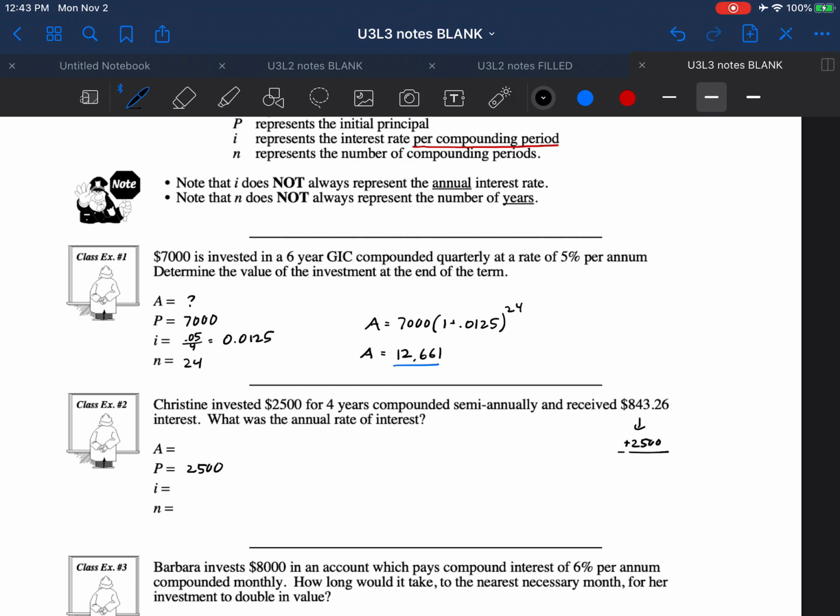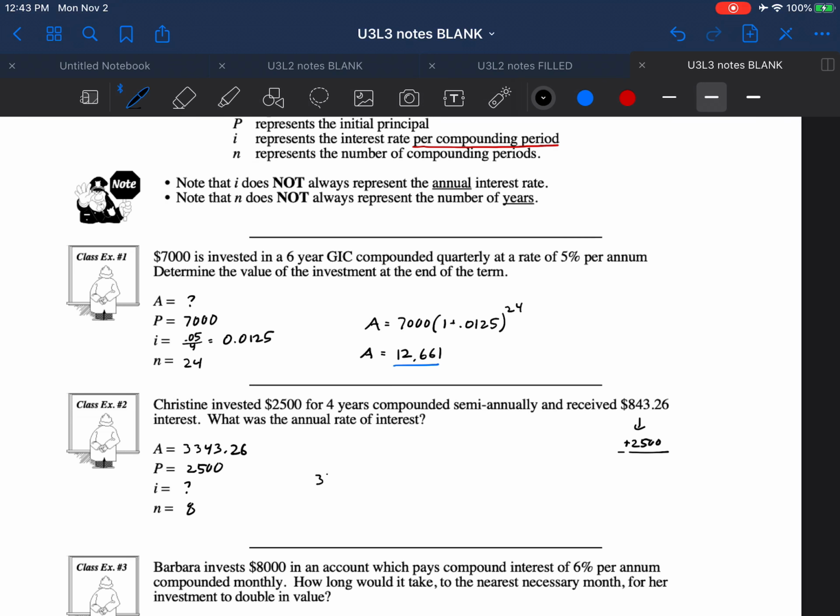If I take 2,500 and add 843.26 to that, I'm getting 3343.26. So this final amount is 3343.26. Four years, semi-annually, twice a year, means there were 8 compounding periods, and I is our unknown.